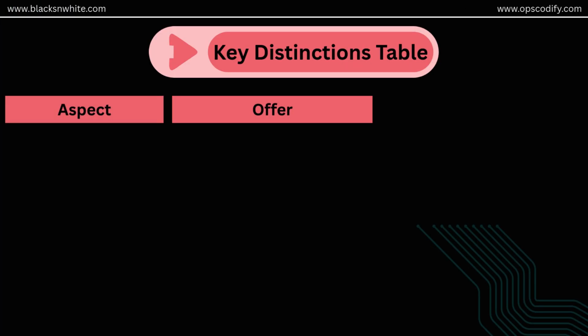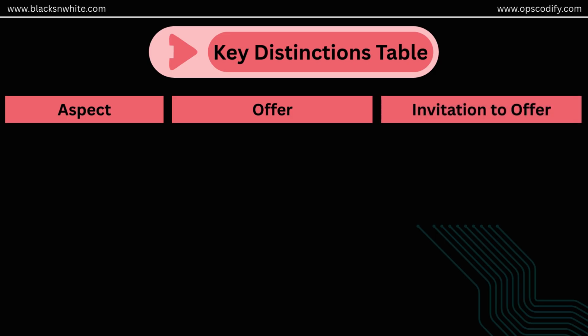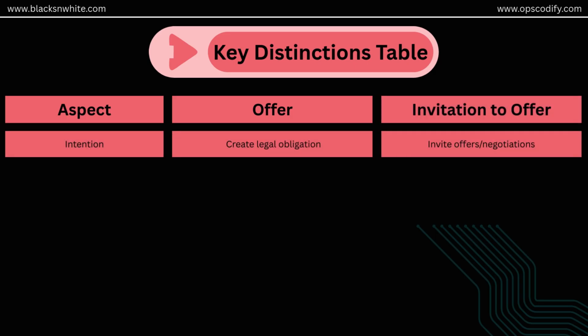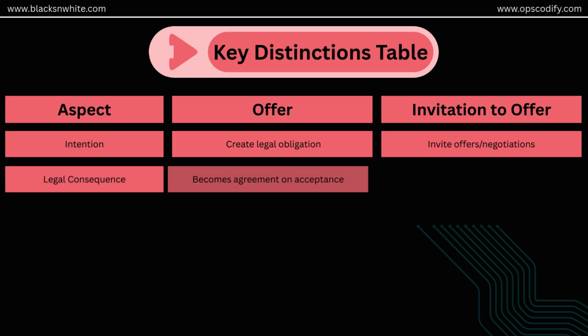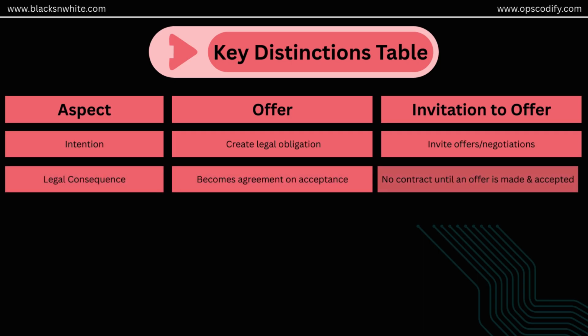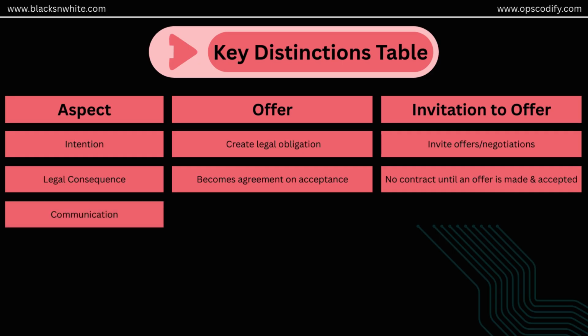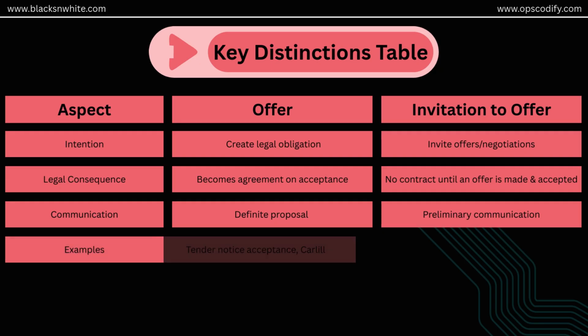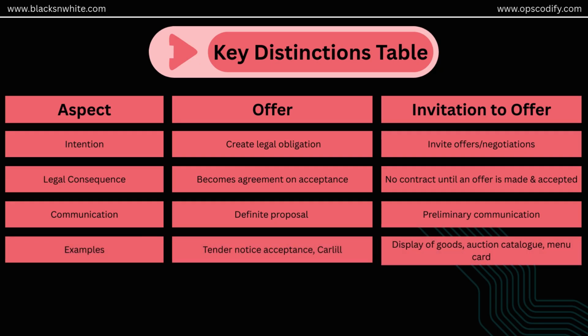Key distinctions table. Aspect: offer, invitation to offer. First, intention: create legal obligation, invite offers or negotiations. Second, legal consequence: becomes agreement on acceptance, no contract until an offer is made and accepted. Communication: definite proposal, preliminary communication. Examples: tender notice acceptance, Carlill, display of goods, auction catalogue, menu card.